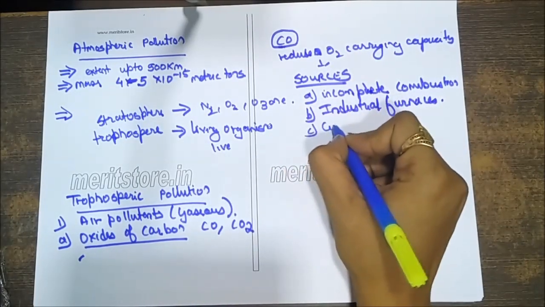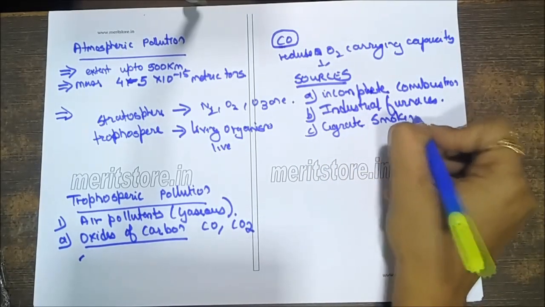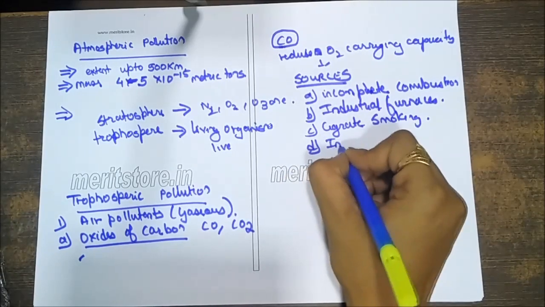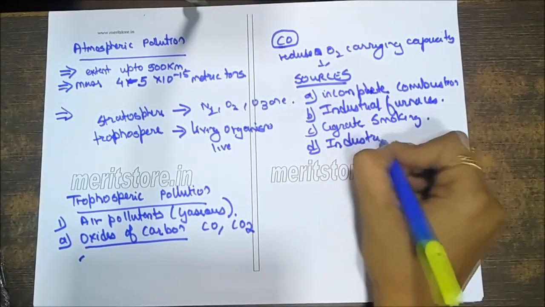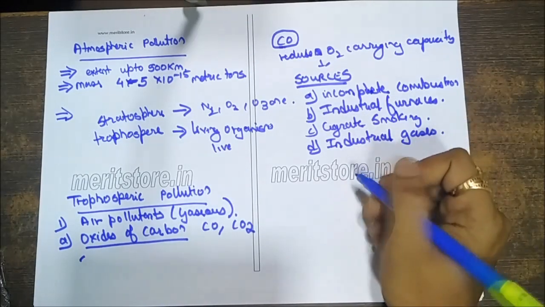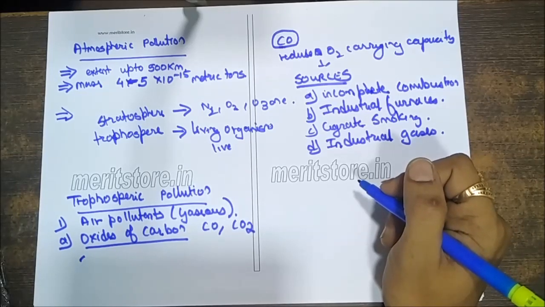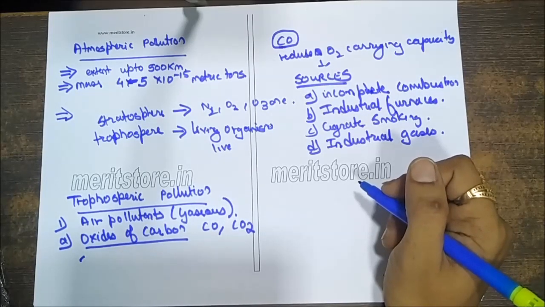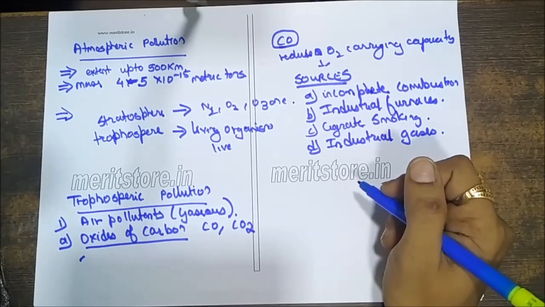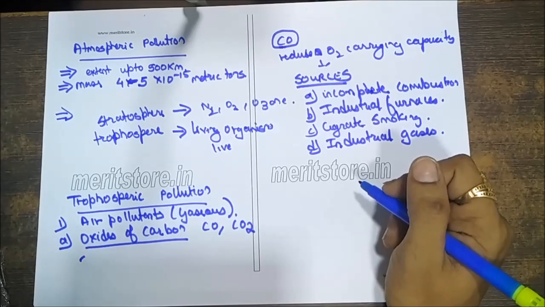Cigarette smoking, then emission of industrial gases. For example, coal gas, from destructive distillation of coal, consists of 5 to 10% of carbon monoxide. So different industrial gases also lead to the emission of carbon monoxide into the atmosphere.